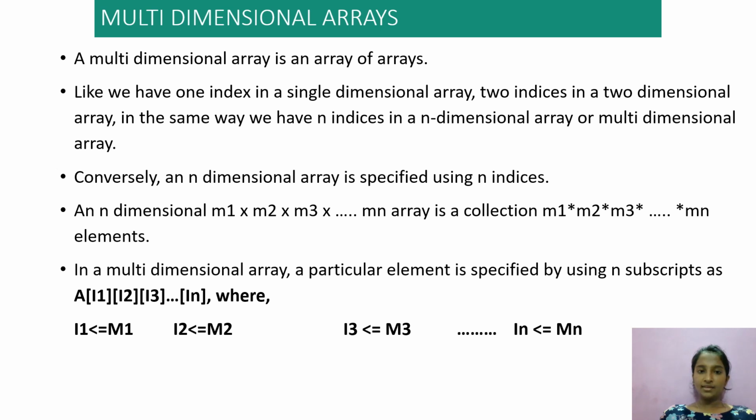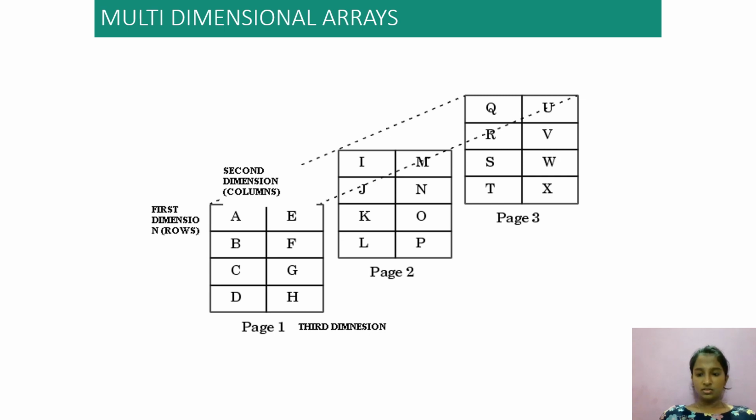Conversely, an n-dimensional array is specified using n indices. An n-dimensional m1 into m2 into m3 into so on up to mn array is a collection of m1 into m2 into m3 into so on up to mn elements. In a multi-dimensional array, a particular element is specified by using subscripts, the way they have written there. This is a pictorial representation.